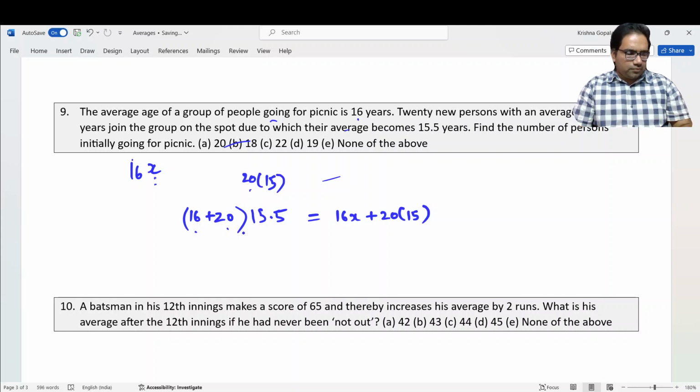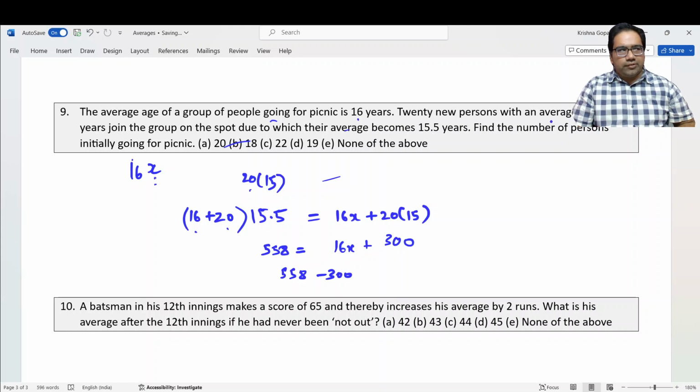36 into 15.5, this is the new total age, right? 36 into 15.5 is equal to 16x plus 20 into 15. 20 into 15 is 300. 300 plus 16x, and 36 into 15.5, which is 558, is equal to 16x. 558 minus 300 is equal to 258. 258 by 16. Let's wait.